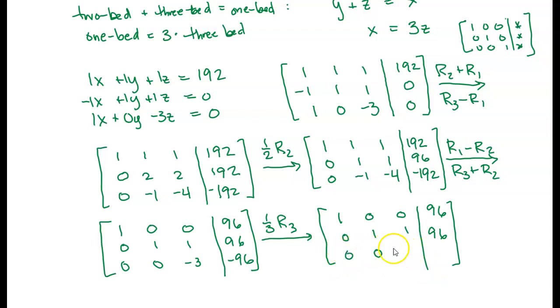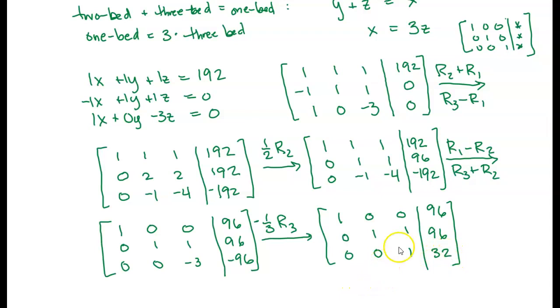So 0, 0, or negative. Oh, maybe I should do negative 3. Well, I want that to be 0. No, I want that to be 1, right? So let's make this a negative 3. And then I'll get a 1, right? Because I want that lower right-hand corner to be a 1. And if I divide negative 96 by negative 3, I get a positive 32.